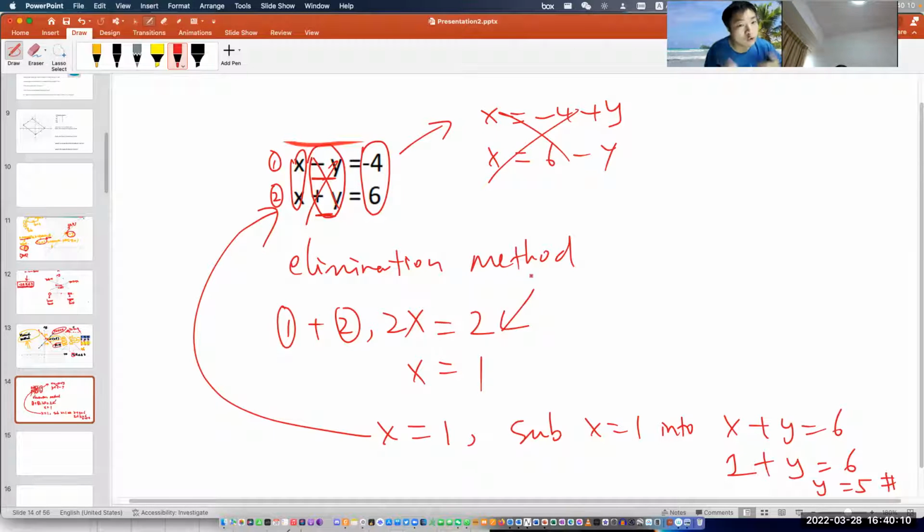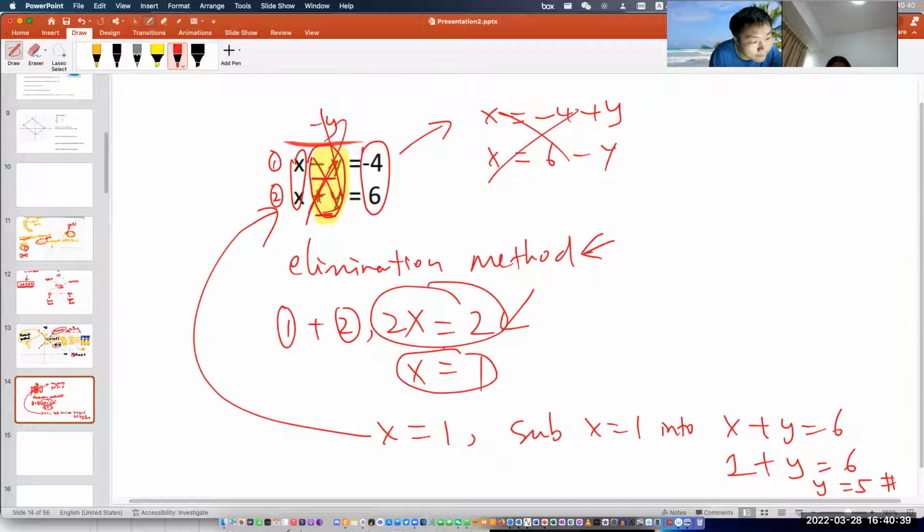If you use the elimination method here, you can actually solve the question much faster. This is called the elimination method. You eliminate the y in this case because they happen to be opposite to each other. One is negative y, the other one is plus y. Once you add them up, they eliminate each other. That's why I can quickly get 2x is equal to 2, and then x is equal to 1.